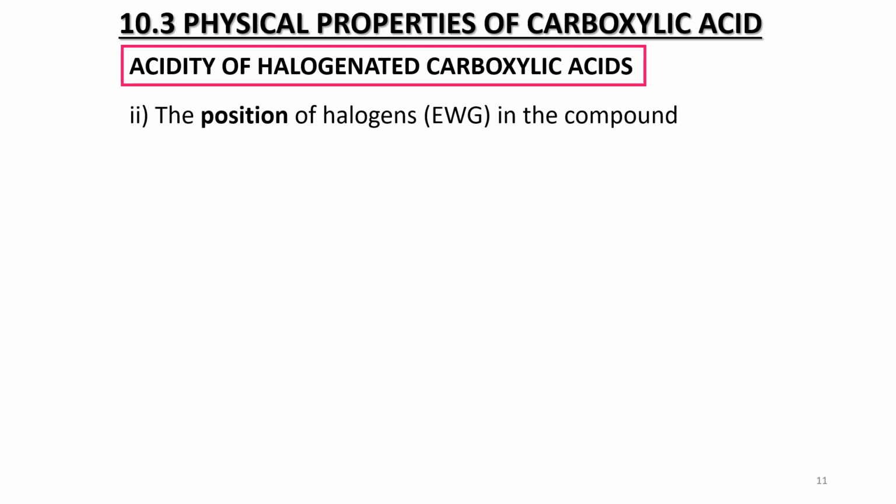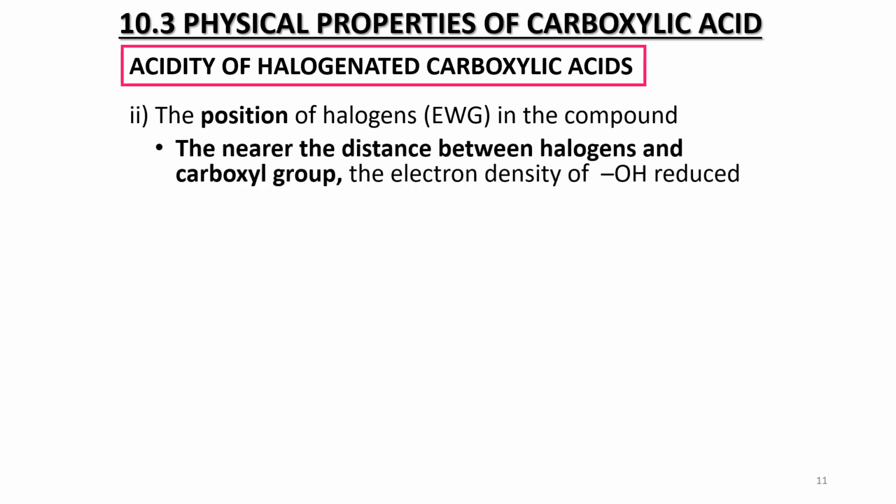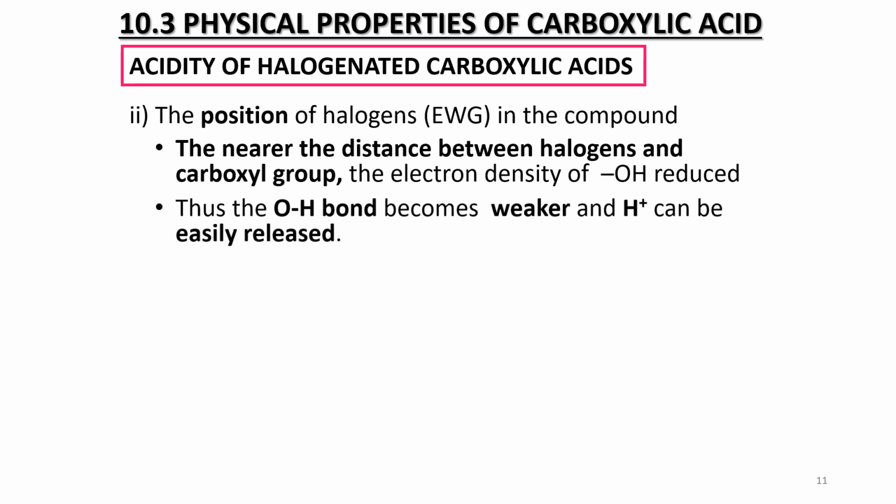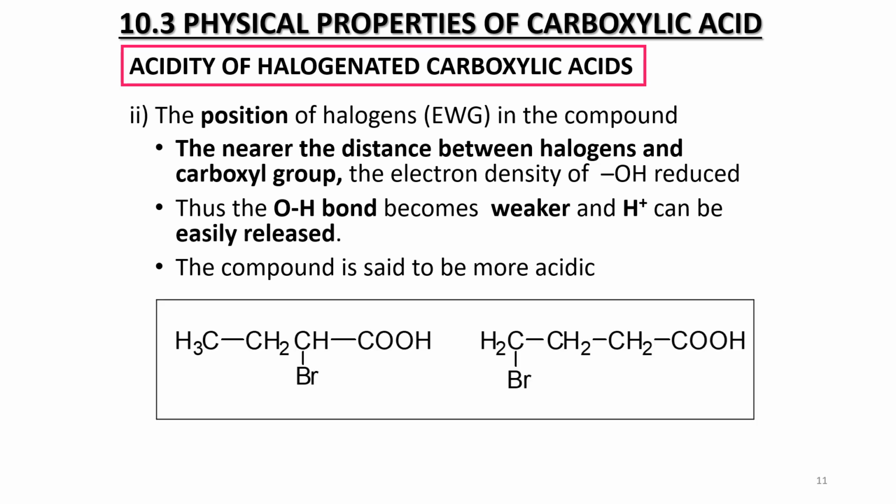The position of halogens in the compound will also affect the acidity of carboxylic acid. The nearer the distance between halogens and carboxyl group, the more the electron density of OH will reduce. Thus, the OH bond becomes weaker and H plus can be easily released. The compound is said to be more acidic. Look at here. Bromine in the first structure has the higher acidity compared to the second structure because the distance of Br in the first structure to the C double bond O group is closer compared to the second structure.